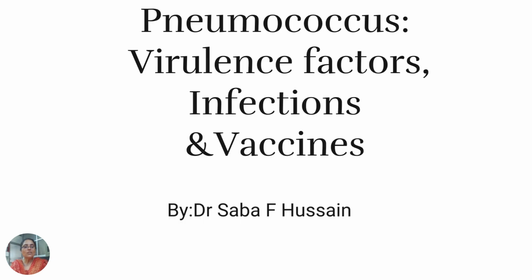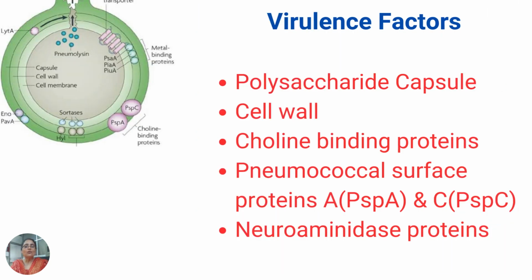Hello everyone. Today the topic of discussion is virulence factors, infections and vaccines of pneumococcus. The scientific name of pneumococcus is Streptococcus pneumoniae. So let's come to the first slide, which talks about the virulence factors of pneumococcus.